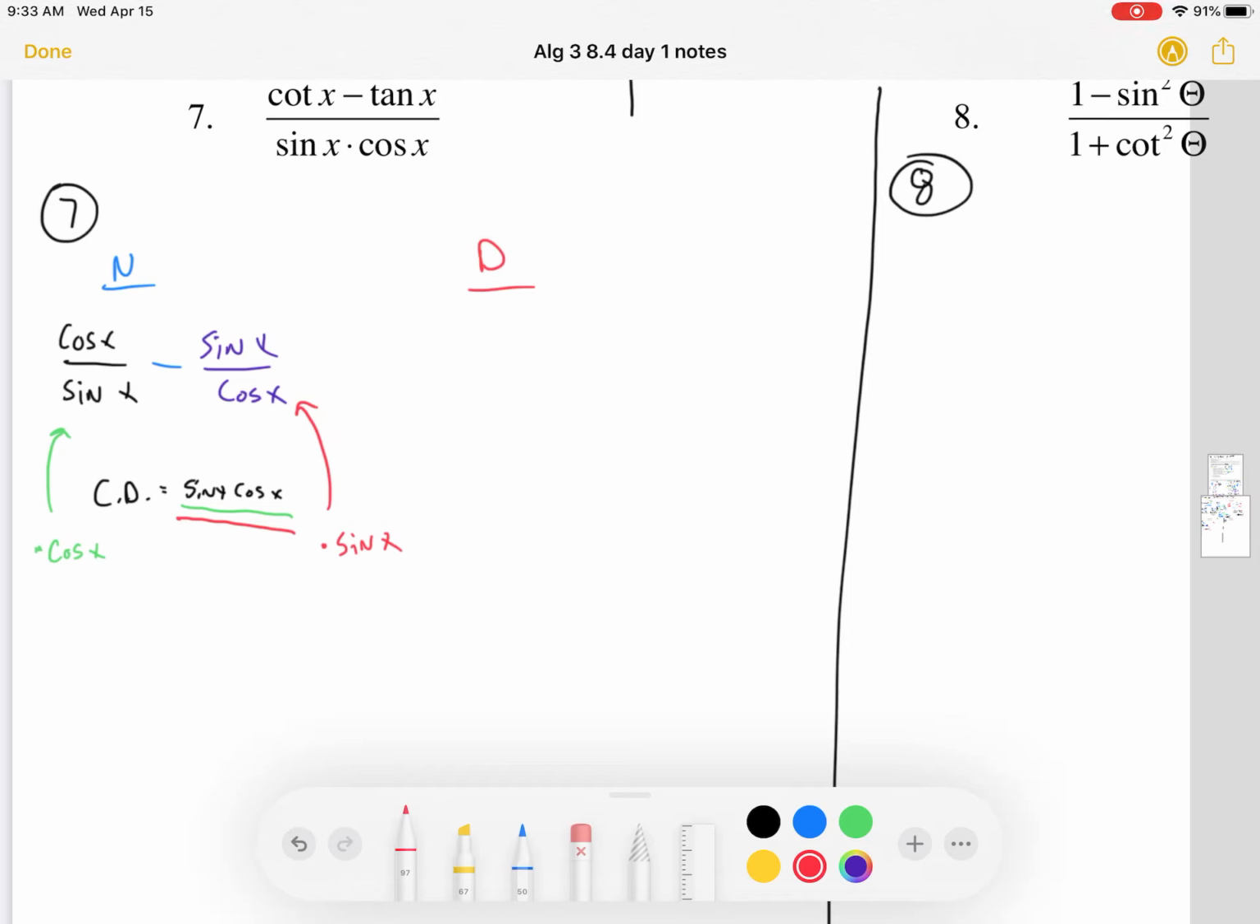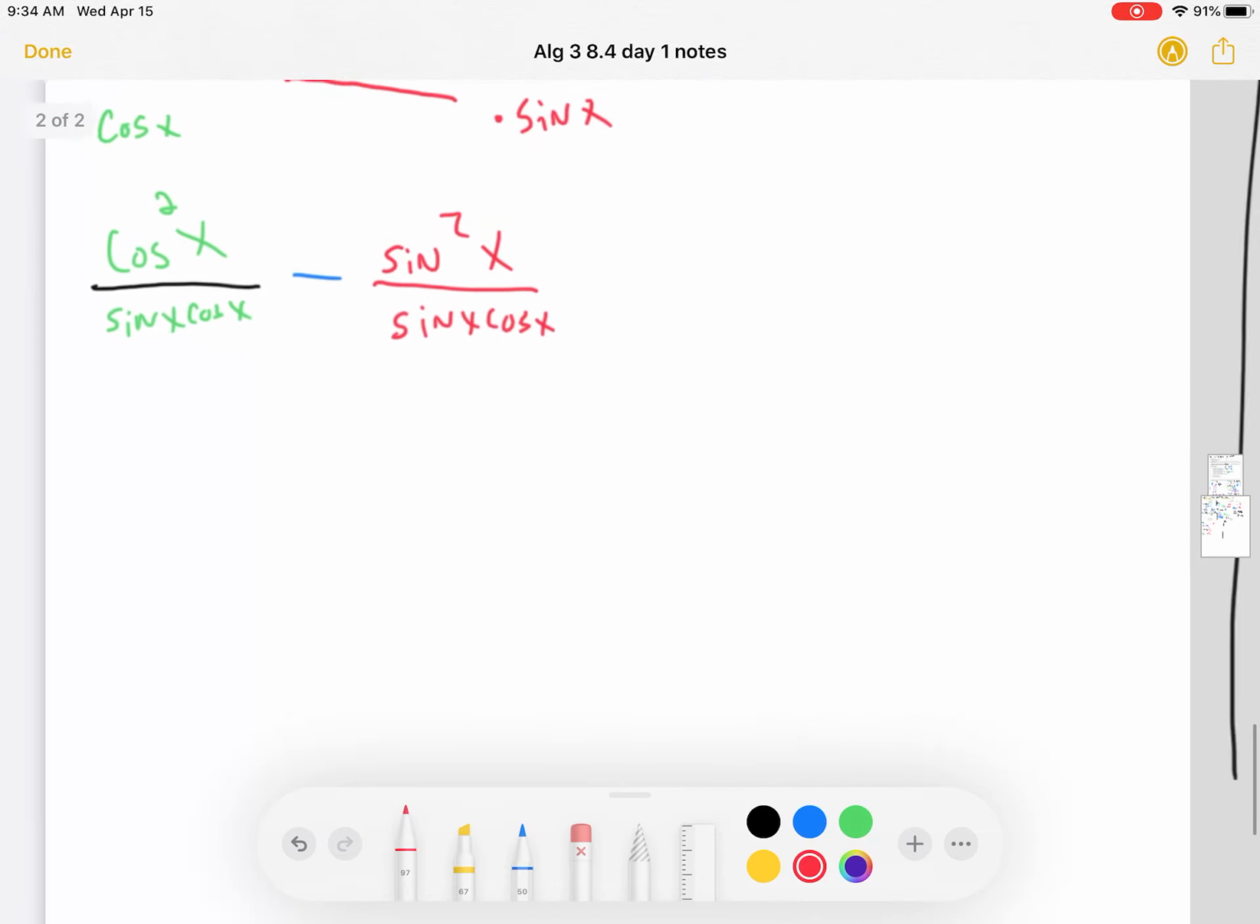by sine of x. When I do this, I end up getting cosine of x times cosine of x on top, which gives me cosine squared x over sine of x cosine of x, minus sine of x times sine of x on top, which is going to give me sine squared x over, again, sine of x cosine of x.